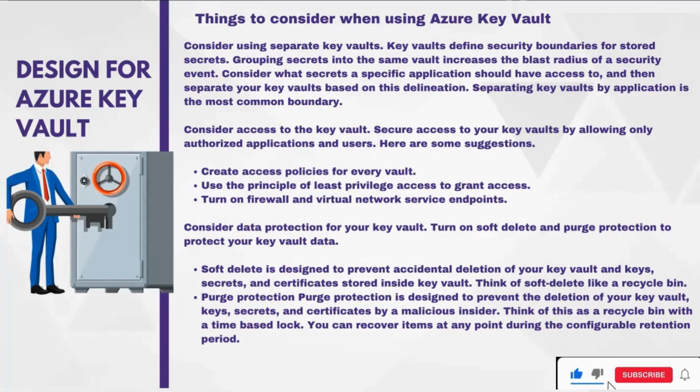For data protection of your key vault, turn on soft delete and purge protection to protect your key vault data. Soft delete is designed to prevent accidental deletion of your key vault and keys, secrets, and certificates stored inside the key vault. Think of soft delete like a recycle bin. Purge protection is designed to prevent the deletion of your key vault, keys, secrets, and certificates by a malicious insider. Think of that recycle bin with a time-based lock. You can recover items at any point during the configured retention period.